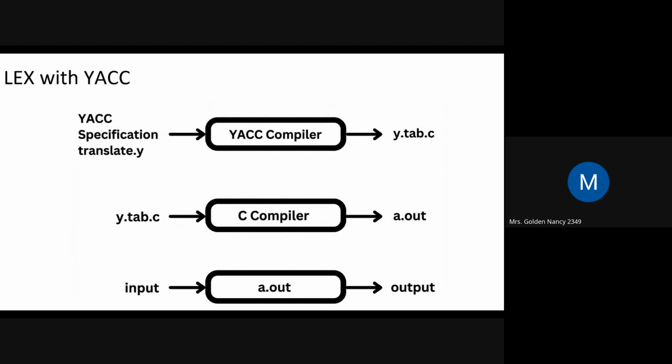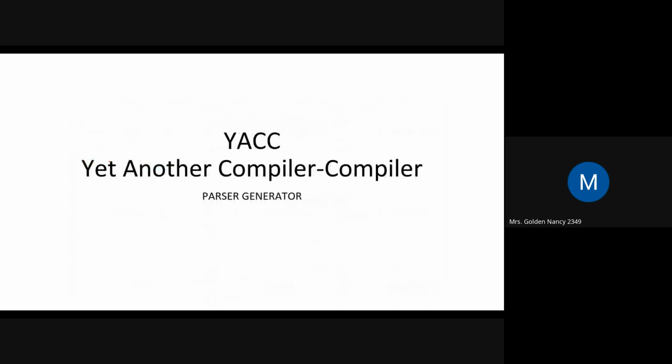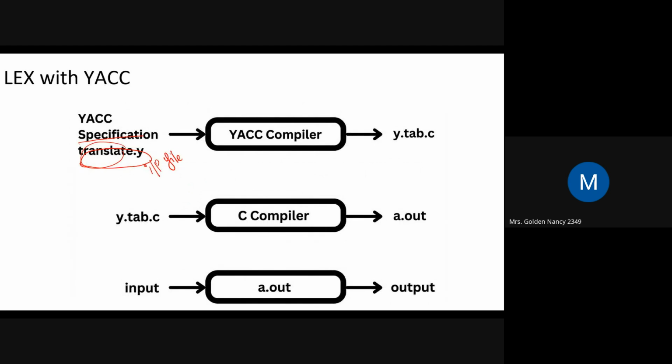So the first is Lex with YACC. Here there are three parts in this tool. First, it will get the specifications, and that will be converted into y.tab. The specification is nothing but the input file, a file with .y as the extension, and translate is just the name of the file. The expansion of YACC is Yet Another Compiler Compiler. So with the YACC specification, first you input the file, which is sent into the YACC compiler, which gives you a y.tab.c kind of file.